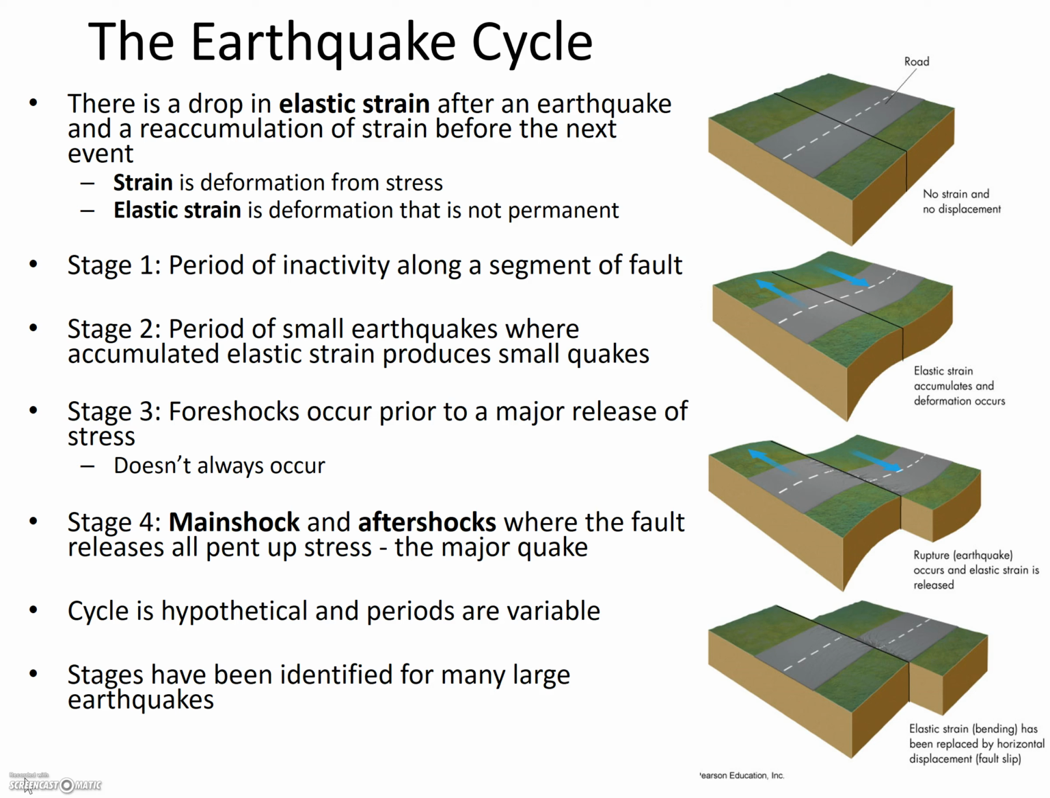The earthquake cycle consists of several stages. These stages are based on observation and on the theory that there is a drop in elastic strain after an earthquake and a reaccumulation of strain before the next event. Strain is deformation from stress. An elastic strain is deformation that is not permanent.